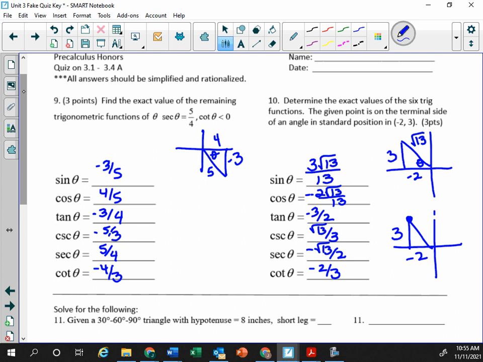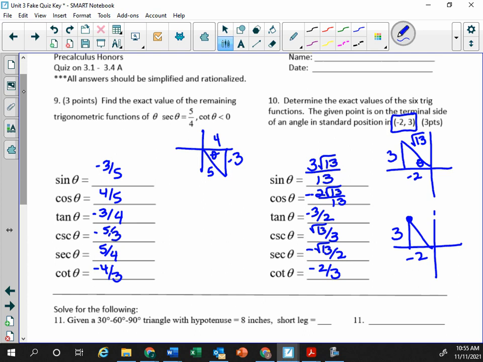Quadrant, which one? 9 or 10? 10? So if I were to plot the point negative 2, 3, where would that be? Yep, because that's left 2, up 3, so you know where you are. Yes. Don't make it harder than it is, okay?